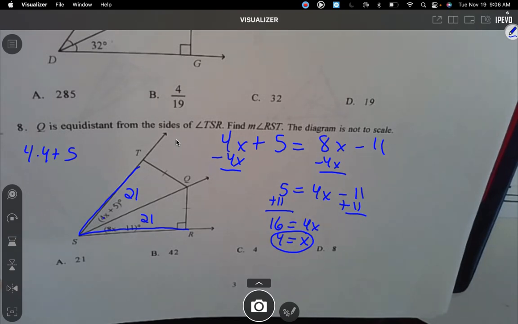So just make sure tomorrow that you go and you read, because sometimes they ask for X, like on the previous, like 2 of the other problems. This one wants to know the whole angle. It could have asked for the half angle. Notice all those were answer choices. So it just makes sure that you read your question.